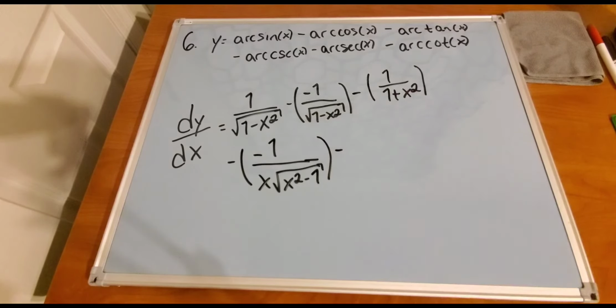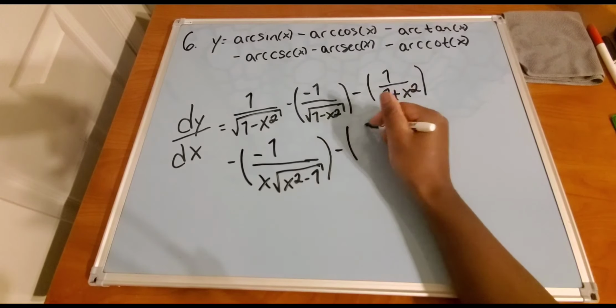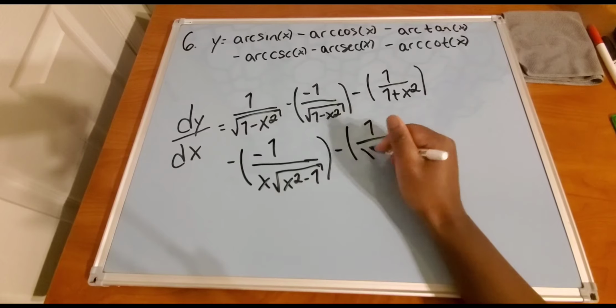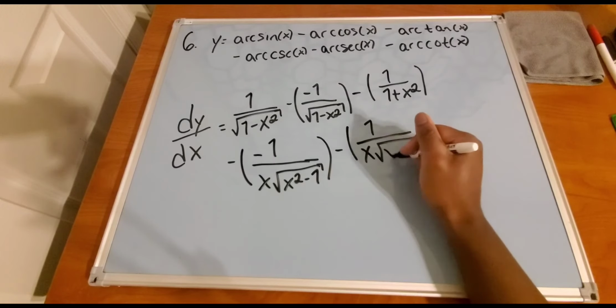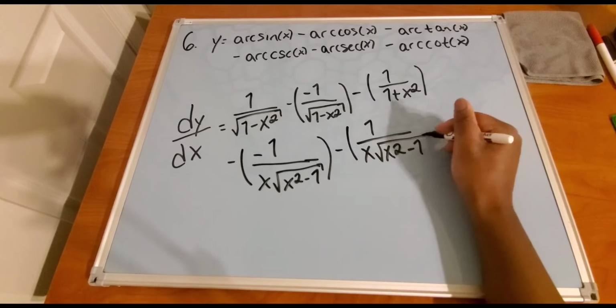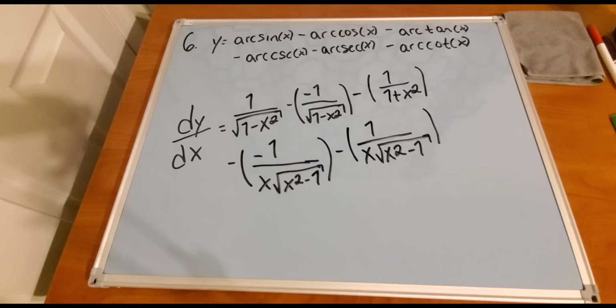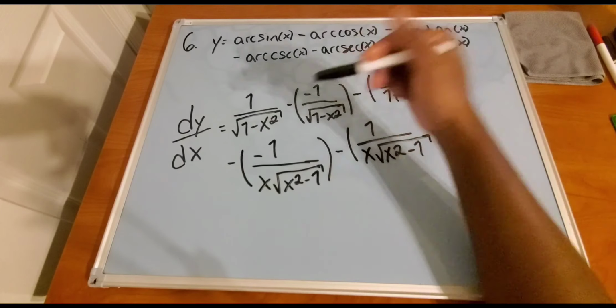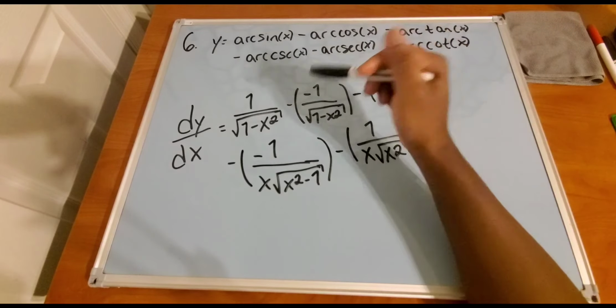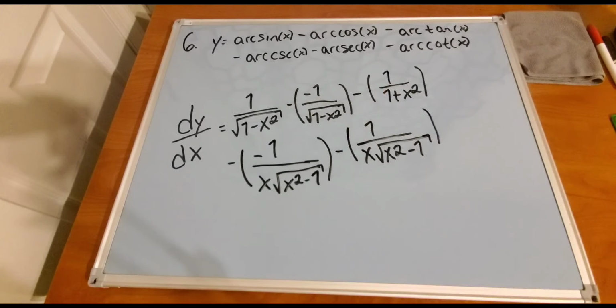The derivative of the arc secant of x is equal to positive 1 over x times the square root of x squared minus 1. The only difference between the arc secant of x and the arc cosecant of x is this went from a negative 1 to a positive 1. Then there's an x out front and you switch the two underneath the radical.